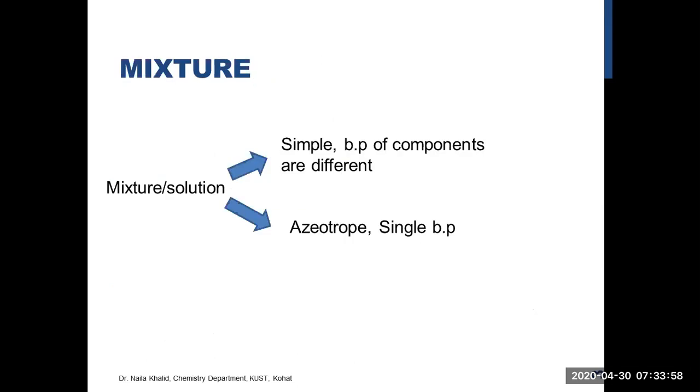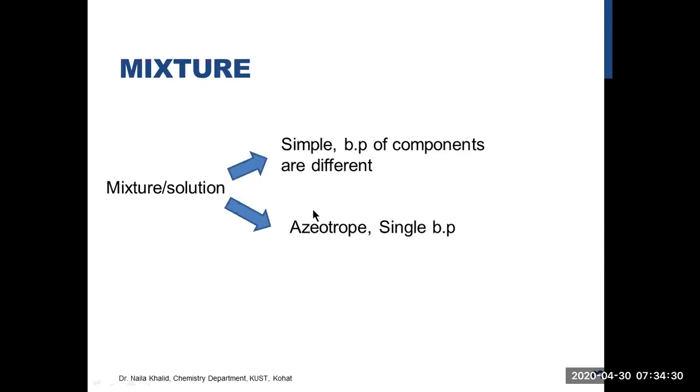First of all, you should have a concept of a mixture or a solution. A solution is a mixture of two or more components. Mixtures are of two types on the basis of the boiling points of the components. If the boiling point of each component is different from the others in the same mixture, each component has its own boiling point. This is a simple mixture.